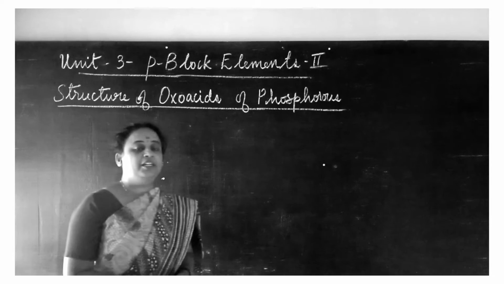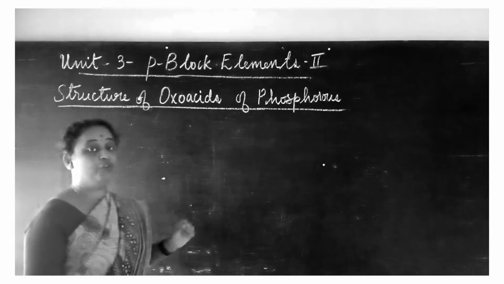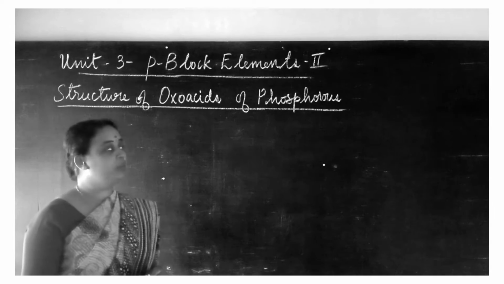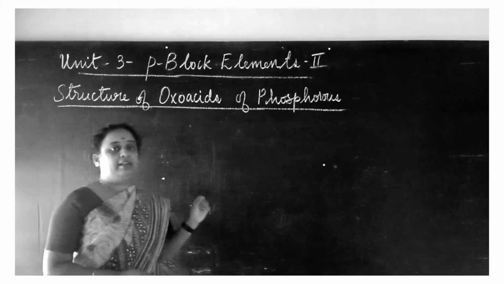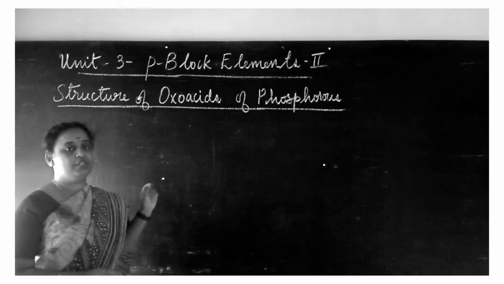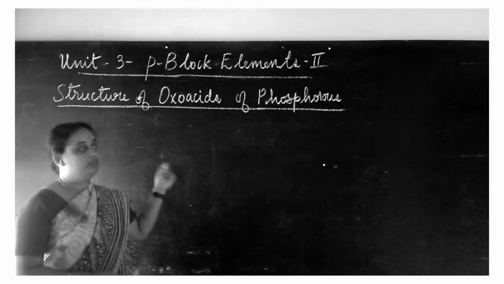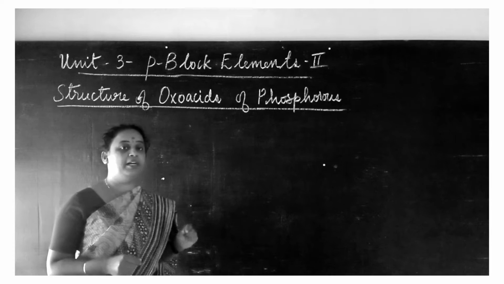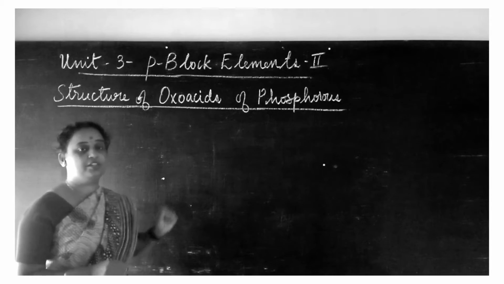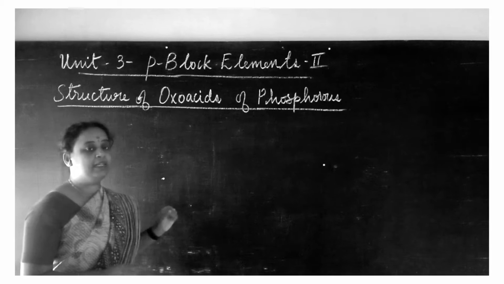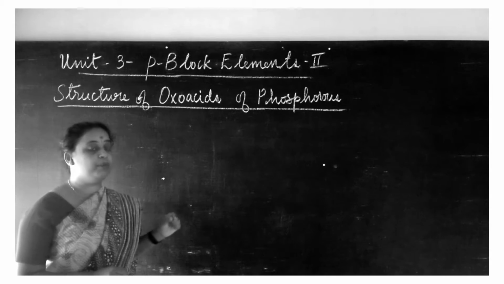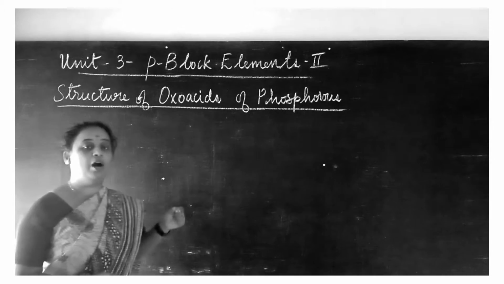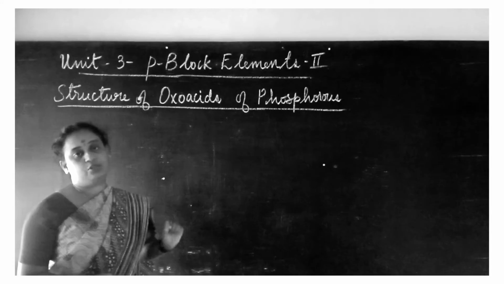Hello students. Now by this video let us study about the structure of oxoacids of phosphorus under the unit P block elements 2. So memorizing these structures of oxoacids of phosphorus and formula is not that easy. So first let us understand some basic or fundamental concepts regarding these oxoacids of phosphorus. Until and unless you understand those basic concepts, you will not be able to memorize these formulas and the structure. Okay. So first let us go how to deduce the formula for each of these oxoacids.